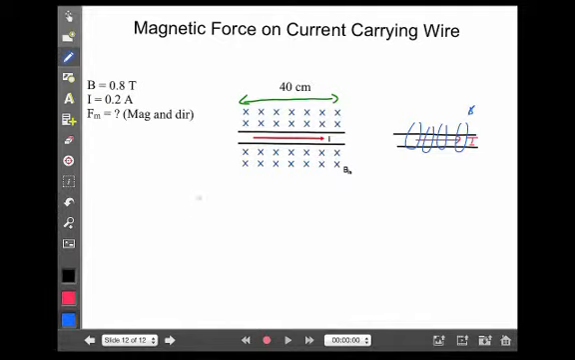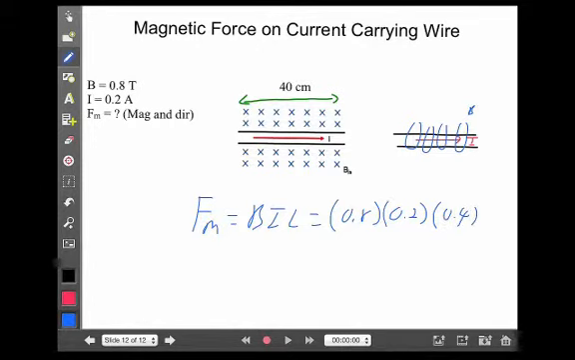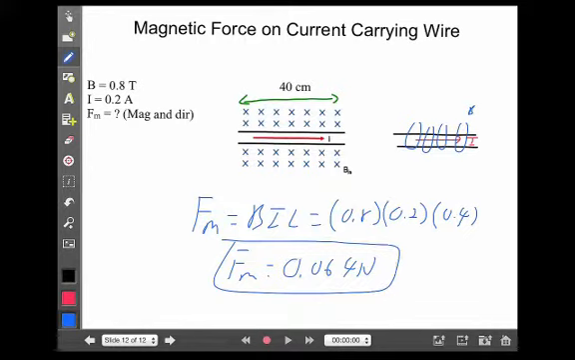Now we don't care what that is because we're putting it inside another field. So to calculate the magnitude of the force, just the amount, oh, that's BIL. Okay, so here I have a magnetic field of 0.8, a current of 0.2, a length of 0.4 meters, 40 centimeters, which gives you a magnetic force of 0.064 newtons. That is for the magnitude. Now the direction. Well, now my thumb points to the right because that's the direction of the current. My fingers point into the field, and that creates a magnetic force going up. So the direction of the magnetic force is up the page.